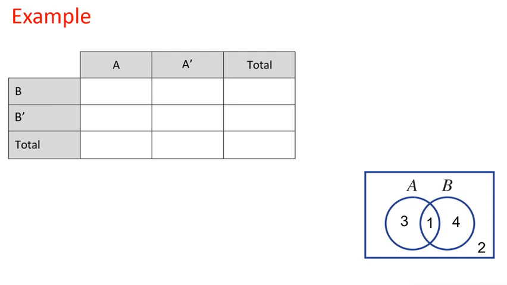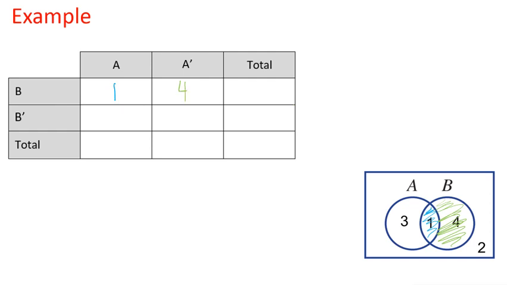For this example, we will fill in the two-way table based off this Venn diagram. So for the first section of the two-way table, it is B and A. So on my diagram, the section that's B and A is this one here. So the value is 1. For my next section, B but not A. So on my Venn diagram, B but not A, that's this section here. So 4.